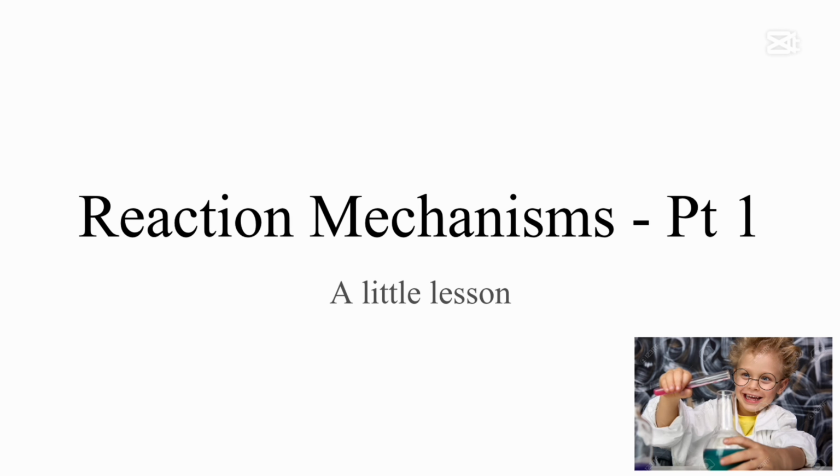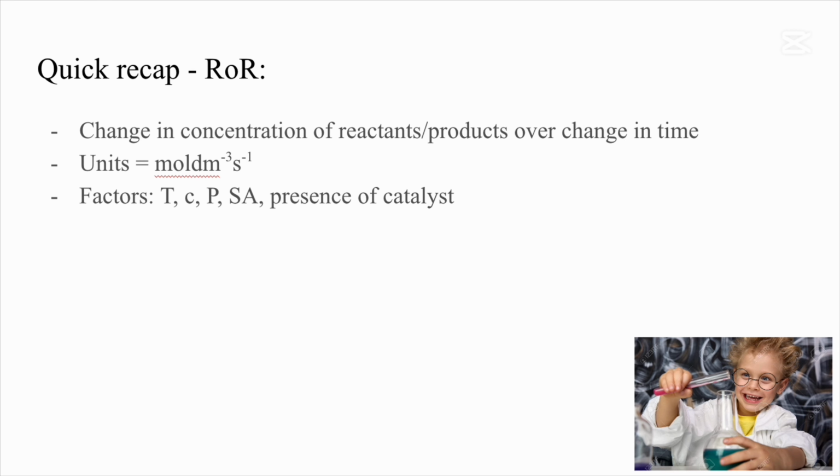Today, we're going to go over the basics of reaction mechanisms. First of all, a quick little recap on the rate of reaction. So the rate of reaction is defined as a change in concentration of reactants or products over a change in the period of time. It has the units moles per dm cubed per second, and there are multiple factors that affect the rate of reaction, including the temperature, the concentration, the pressure, surface area, and also presence of a catalyst.